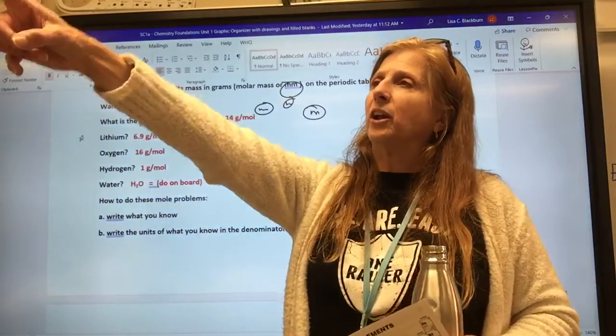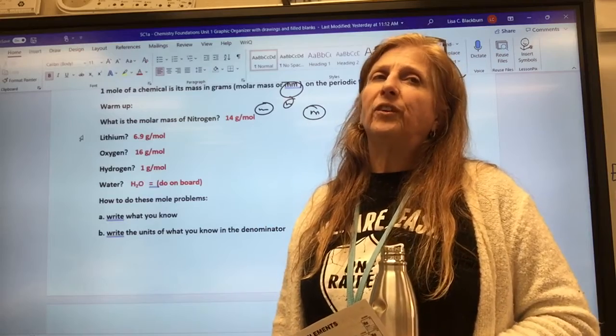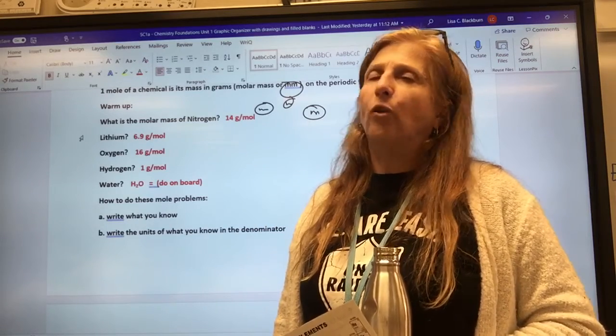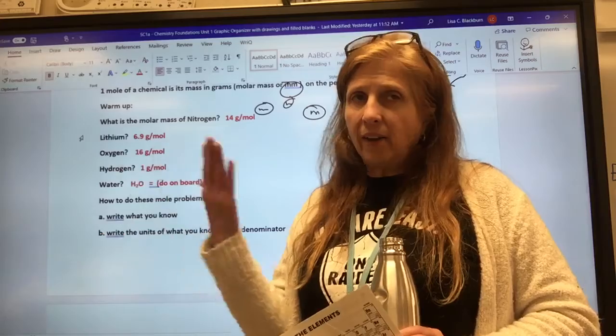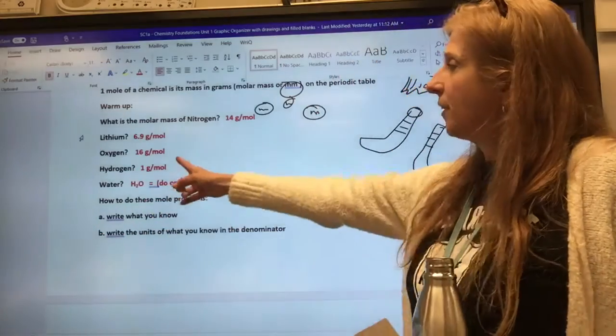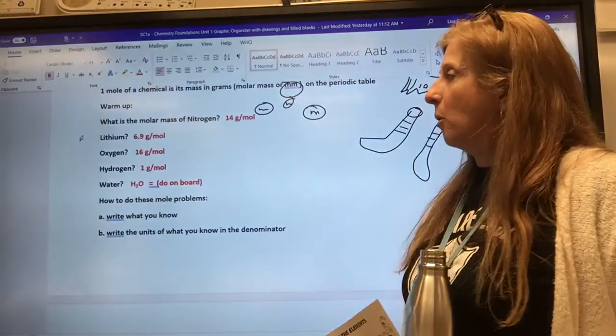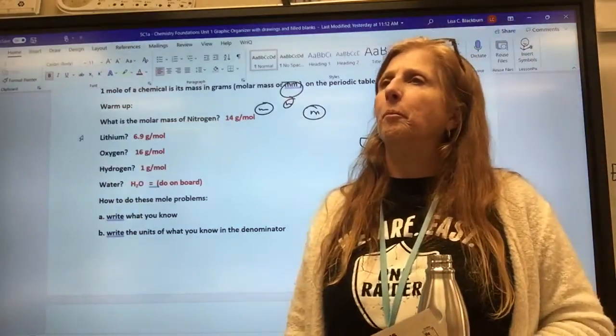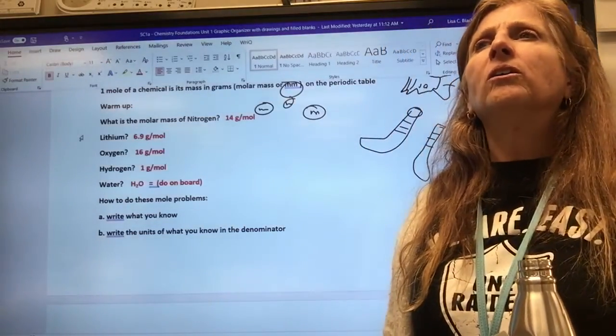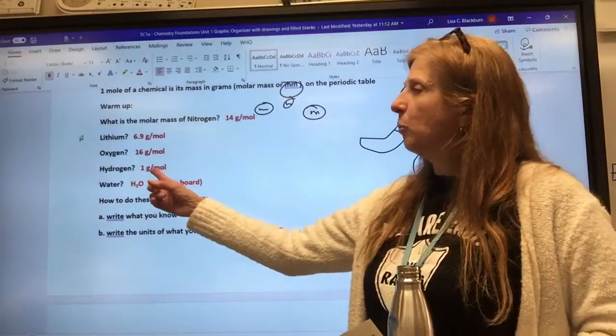Oxygen is number 8. Do you see how it's 15.9994? We just round that one to 16. So oxygen is 16 grams per mole. Hydrogen is 1.0079. We round it to 1.